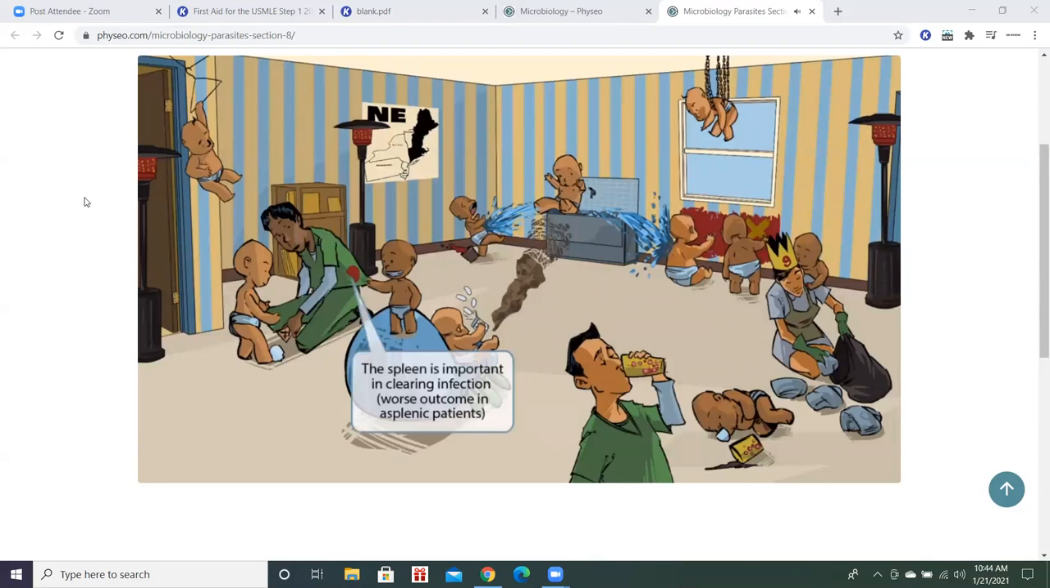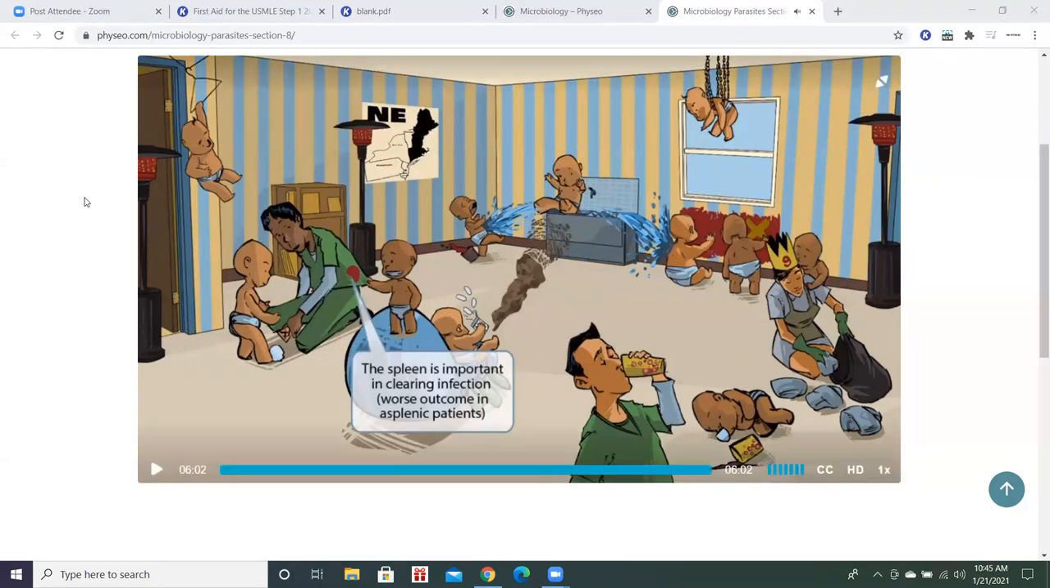Now this cute little baby here has some red paint on his hands. He thought it'd be funny to spread red paint on this worker's shirt. In the process, the baby inadvertently made the shape of a spleen and placed it in the area the spleen is located. This spleen mark represents the fact that the spleen is necessary for clearing the infection. In fact, asplenic patients often have a much worse presentation. So, spleen spot stands for the importance of the spleen in clearing Babesia.